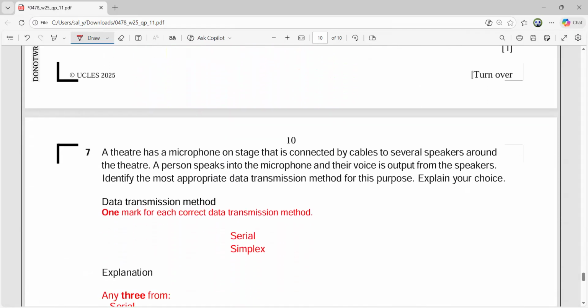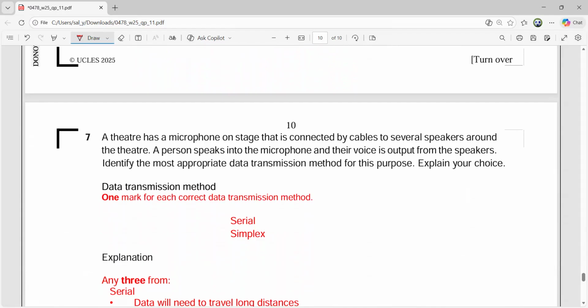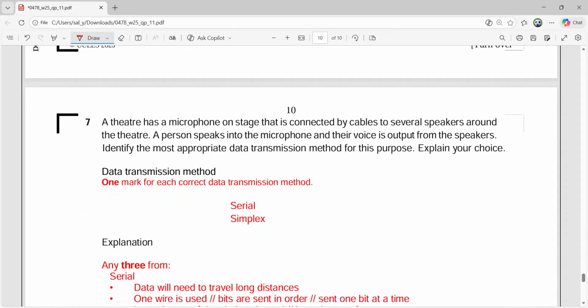Question number 7. A theater has a microphone on stage that is connected by cables to several speakers around the theater. A person speaks into the microphone and their voice is output from the speakers. Identify the most appropriate data transmission method for the purpose. Explain your choice. So data transmission method, a student can mention 1 mark for each correct data transmission method.